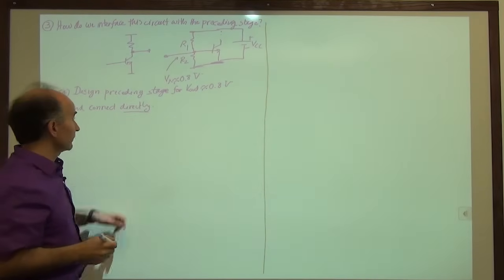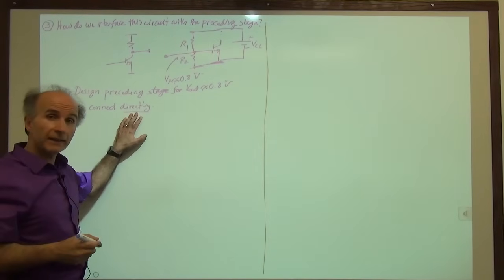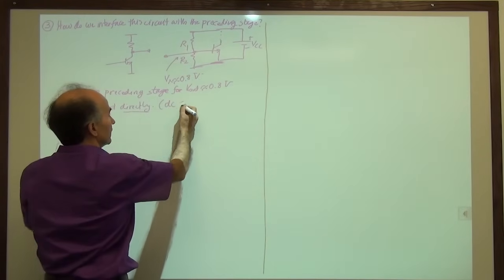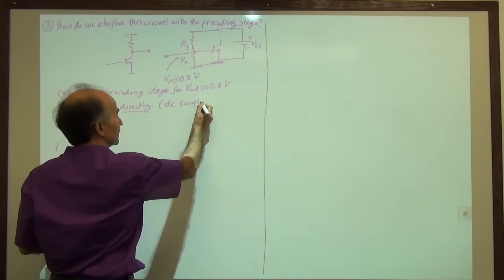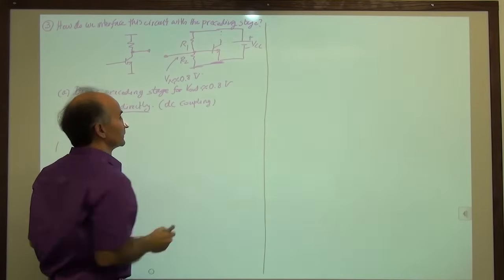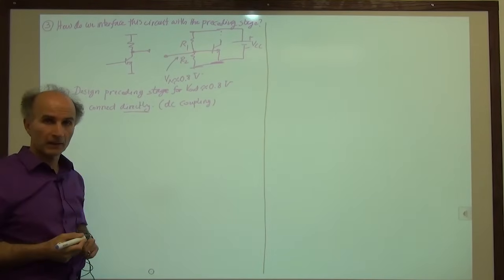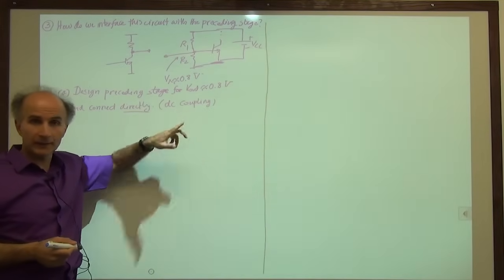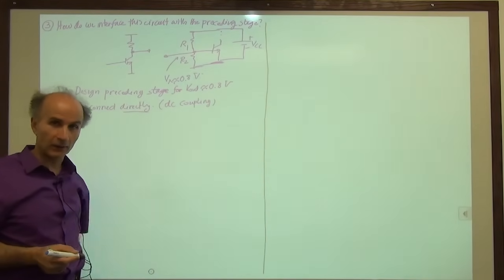And sometimes we call this DC coupling. All right, it's strange. DC stands for direct current. Direct current coupling is weird, but that's how we call it, DC coupling.